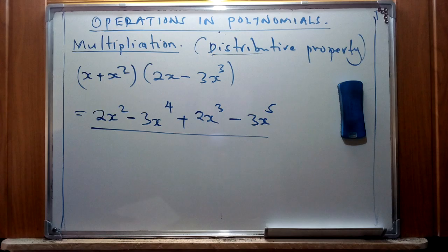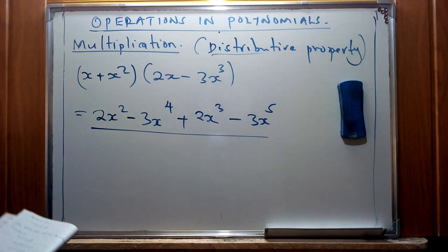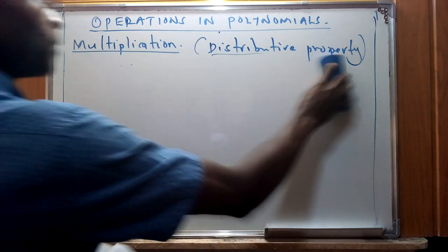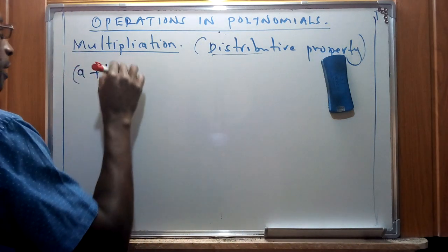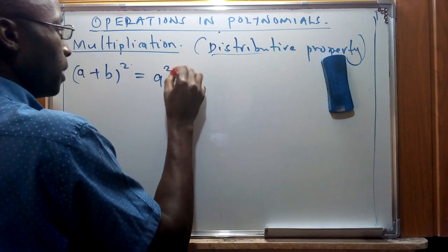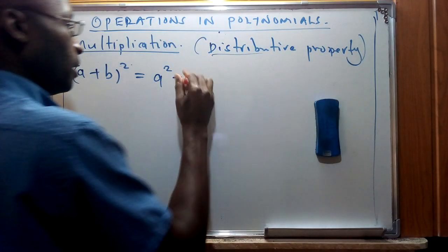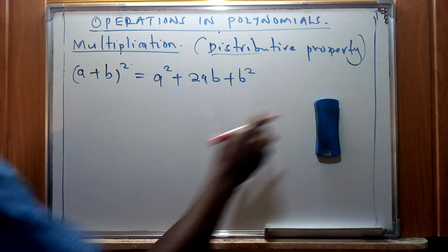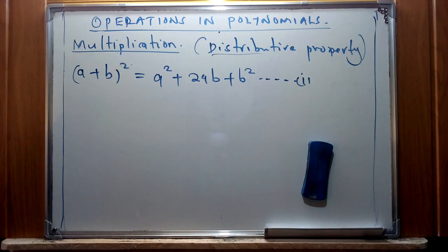Now there are some specific cases we're going to see whereby some polynomials have special products. For example, (a plus b) squared is going to give us a squared plus ab, plus ab again, that is plus 2ab, plus the square of b. So that is the first case of a special product for those polynomials.